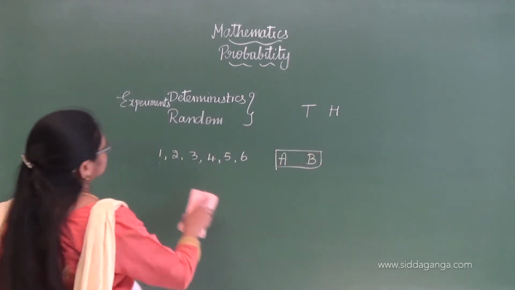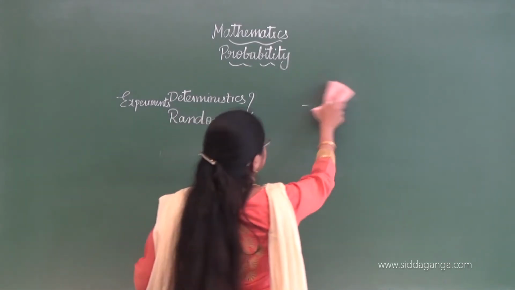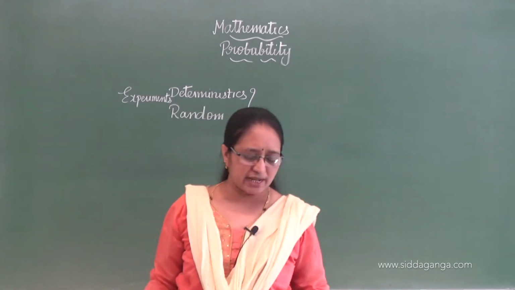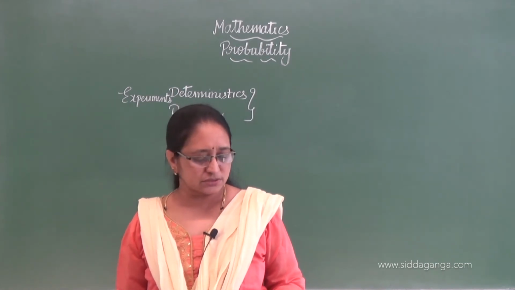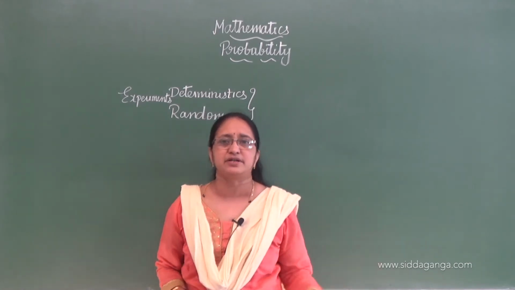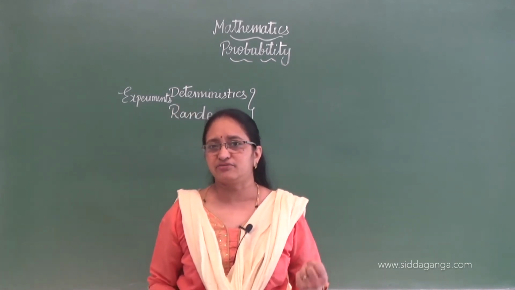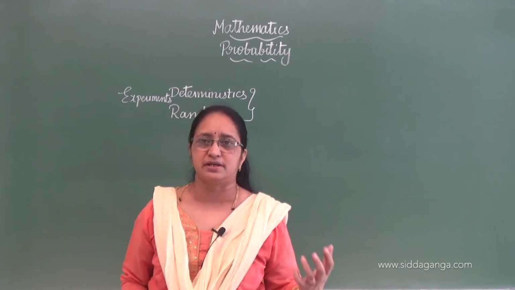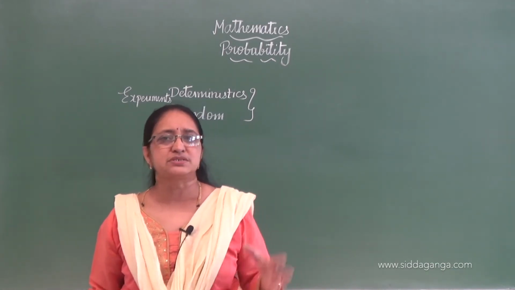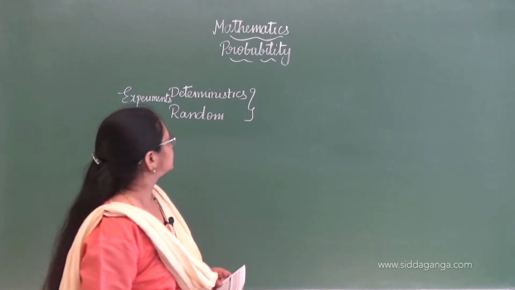Experiment. So again under experiment we have deterministic and random experiment. And first of all, experiment means it is an activity which produces some well defined outcomes. So experiment is an activity where you will get well defined outcomes. So these activities are called experiments. And under experiments there are two types of experiments, one is deterministic and another one is random.